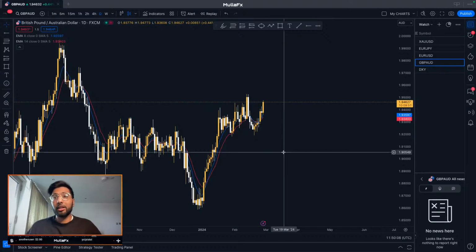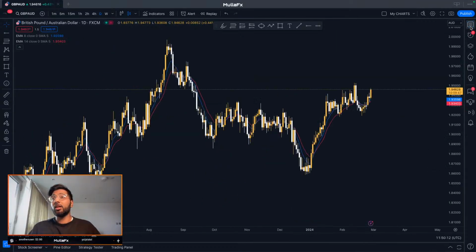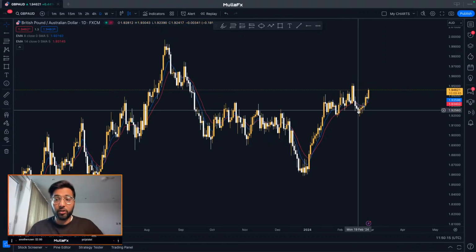So we're going to be looking at GBPAUD first, and we will have a look and see what potential moves we can have with this currency pair. If you guys are trading GBPAUD, make sure you stay tuned for the next maybe 10 minutes. We are going to be looking at Euro USD, Euro JPY as well, and gold. So if you are interested in those pairs as well, make sure you stay tuned. We are going to be doing that during this live stream.